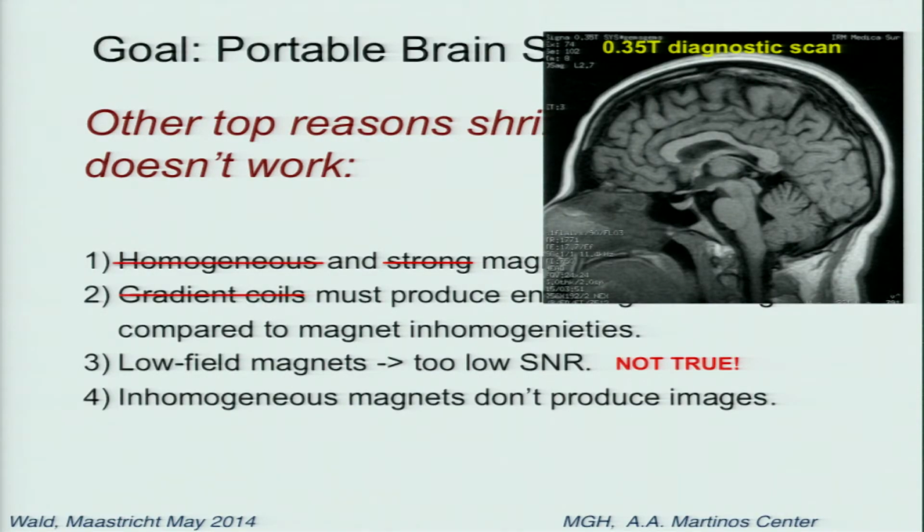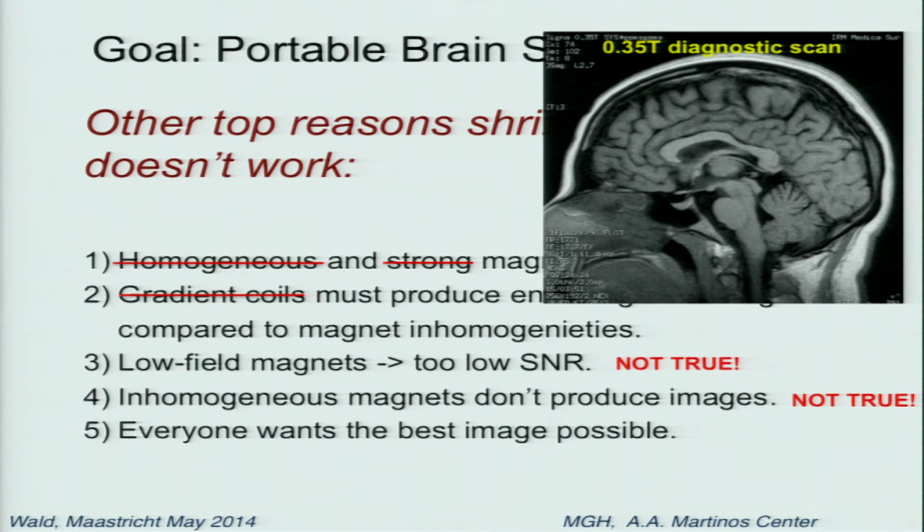Inhomogeneous magnets don't produce images. We'll have to fix that one. And everybody wants the best image possible. That's probably true, but it shouldn't be true. And that goes back to that case of ultrasound. That little handheld ultrasound doesn't take as nice a picture as the big expensive one. And somehow they use the right one for the right job, and they manage it in ultrasound. In MR, that seems to be beyond us.